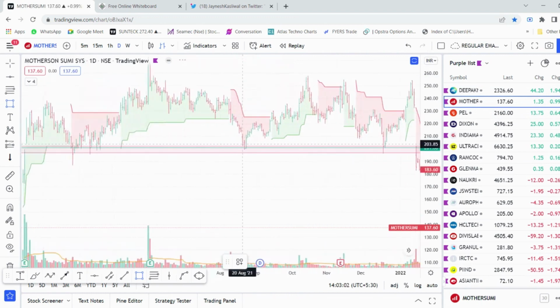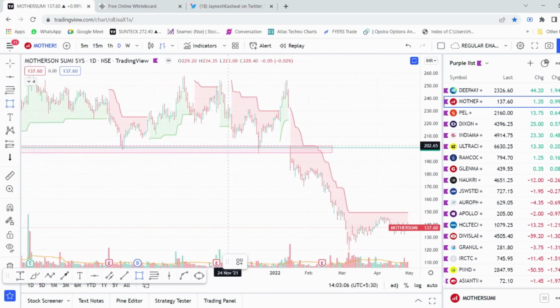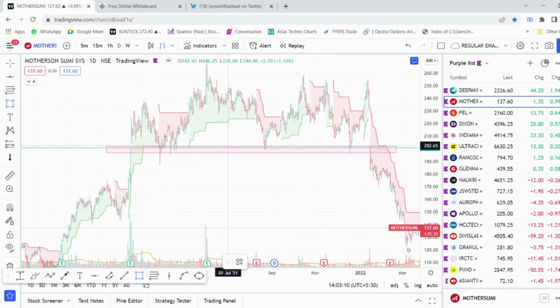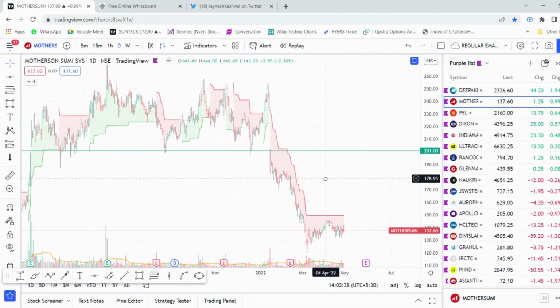For example, Motherson Sumi gave a sell signal at this area, and the stock had also broken down. So I hope you understand that you will only use super trend in a sideways zone when a breakout or a breakdown has occurred, right? In this scenario, as you can see, the super trend had given us multiple signals. Now, we will enter this stock only after a clear-cut trend has emerged. So now let us check the second.